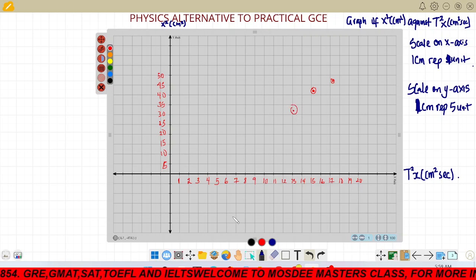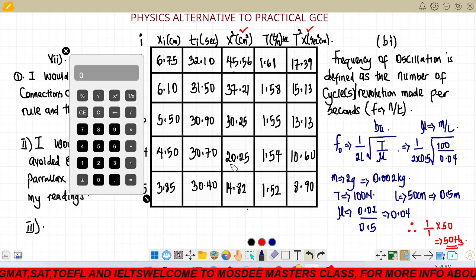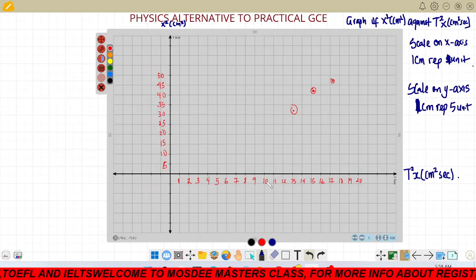So that's that. You plot the last two. Maybe I leave that to you. Just want to show you 20.25, 10.60. The 10.60 will be after 10 points, and this is 10.60. Then 20.25: this is 20.25, 21.225. There, that's that.